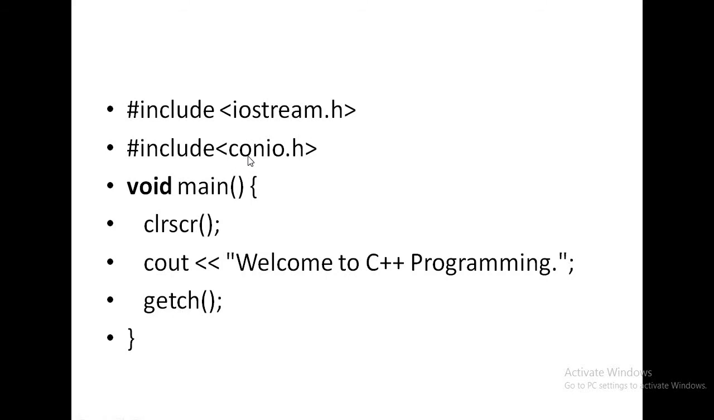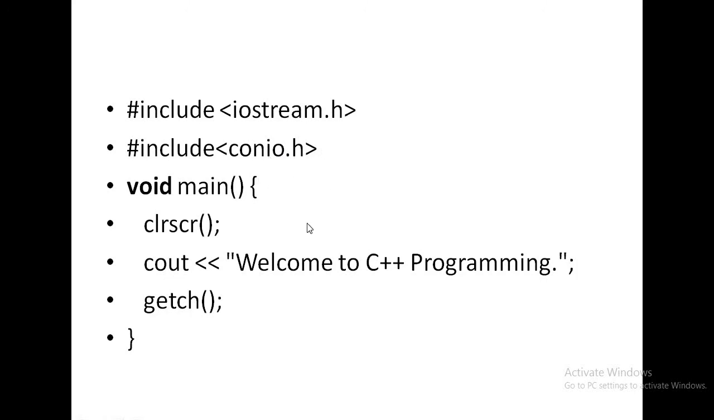And why am I using conio.h? This is familiar from C programming. Conio means console input output. Why am I using this header file?